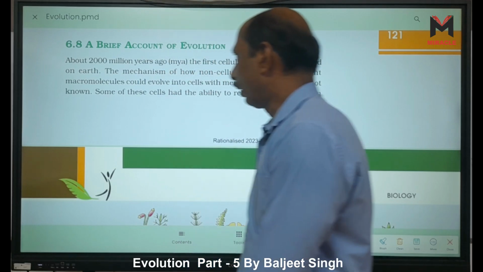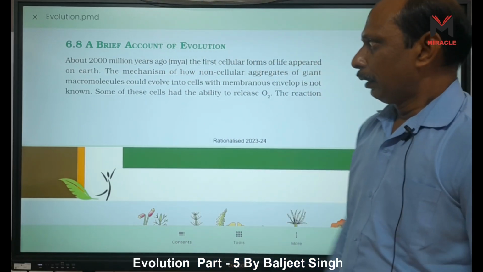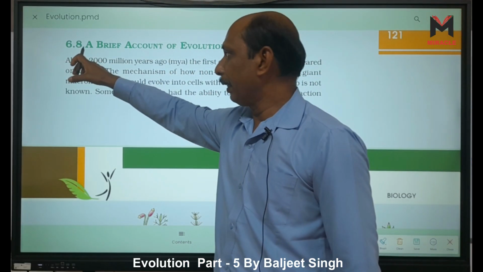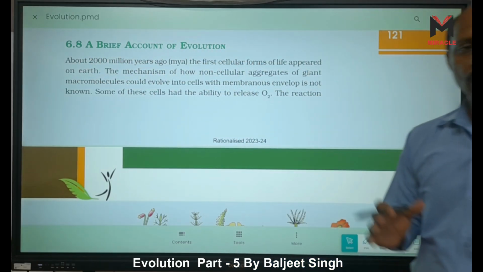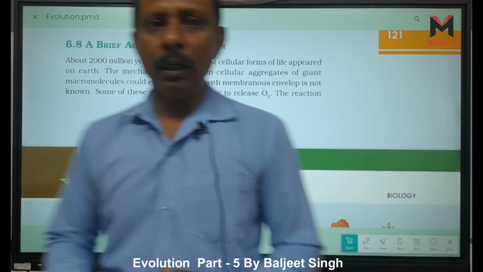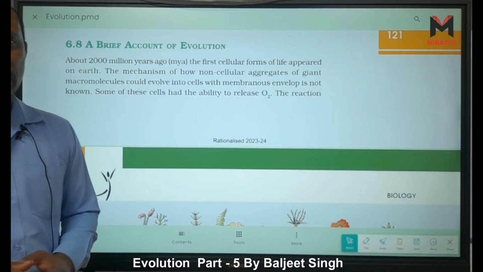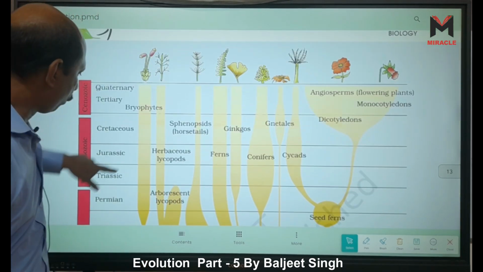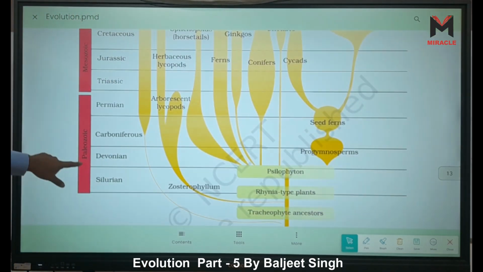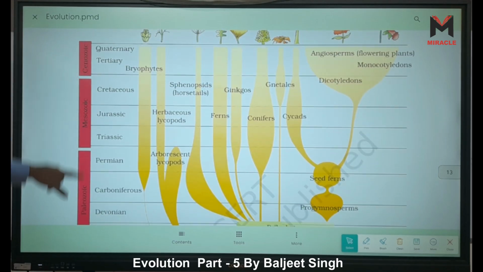Now in this segment, what is here? 6.8. It is a brief account of evolution. A brief account means how evolution takes place in different eras or in different periods or in different epochs. So before going to read this one, because here some epochs or eras are given, that is our Paleozoic, Mesozoic and Cenozoic. These are eras.